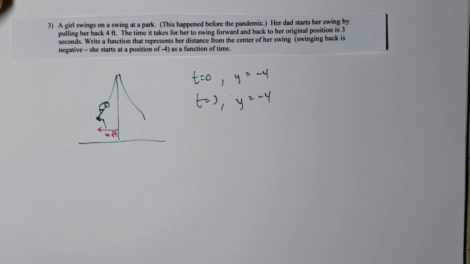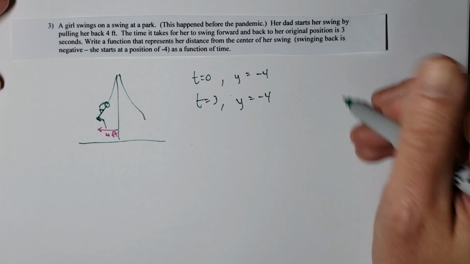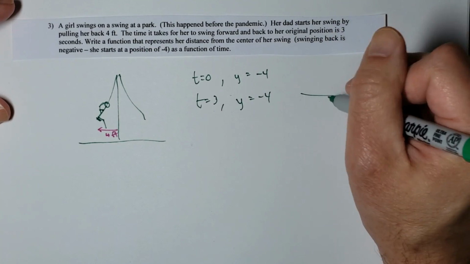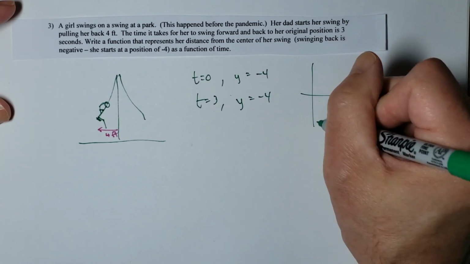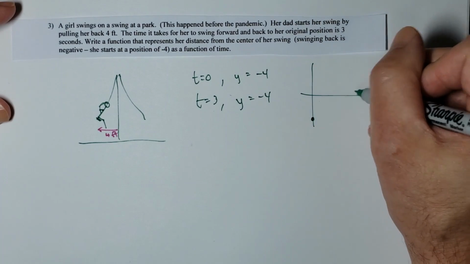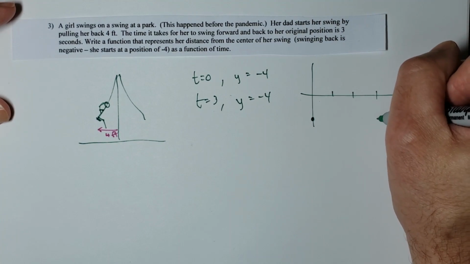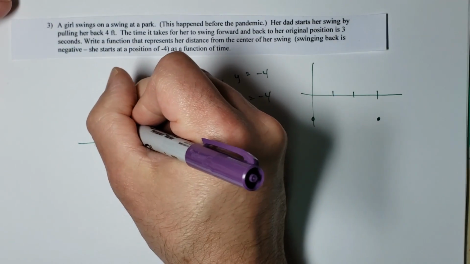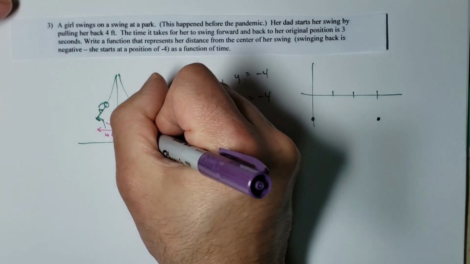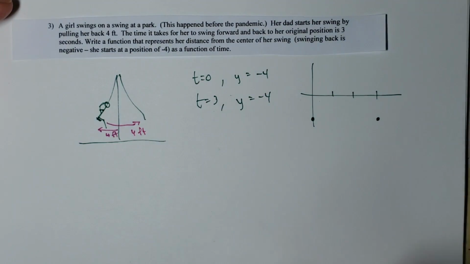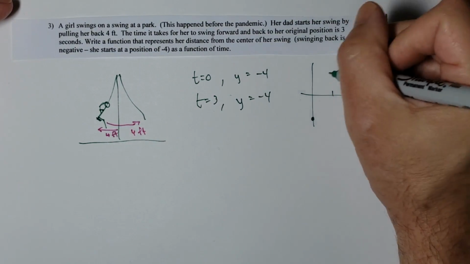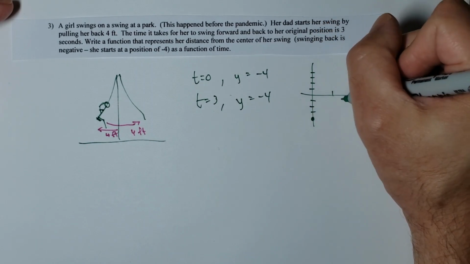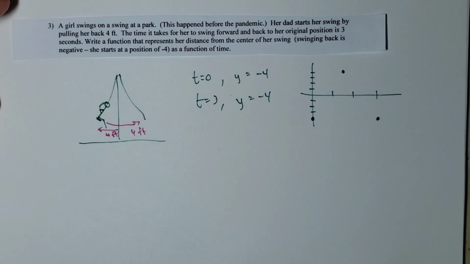Write a function that represents the distance from the center of her swing. Okay, so is that enough information? Well, let's draw a quick sketch and see. We're here, and then 3 seconds later, we're back here. Hopefully you know how swings work, and you know that when she swings forward, she's going to swing forward just about 4 feet from the center. So if this is 4, halfway, she's also going to be up to 4.